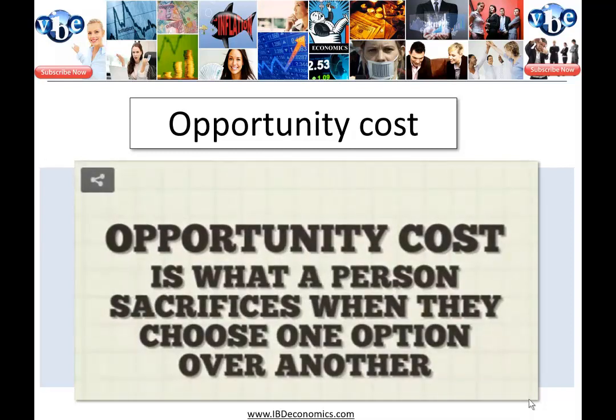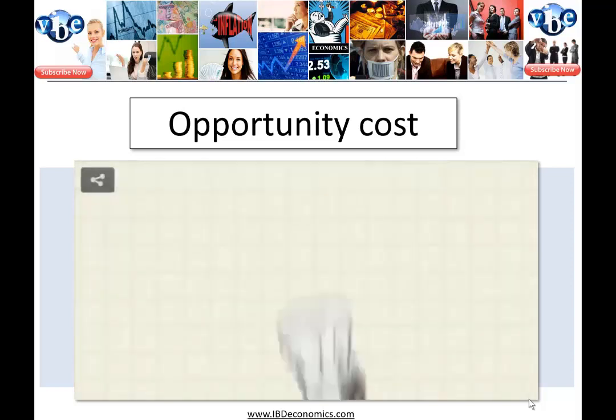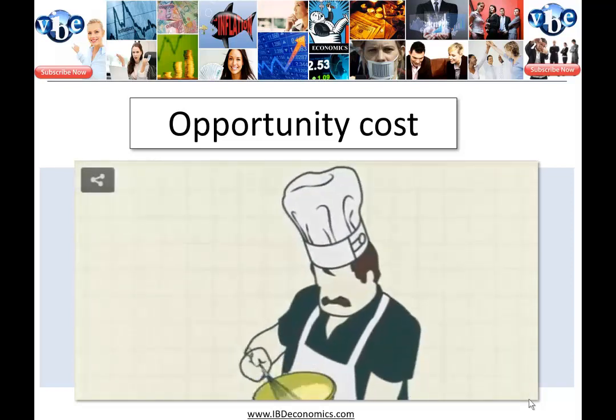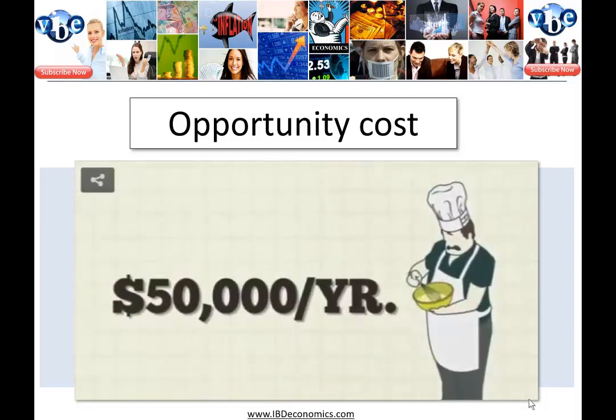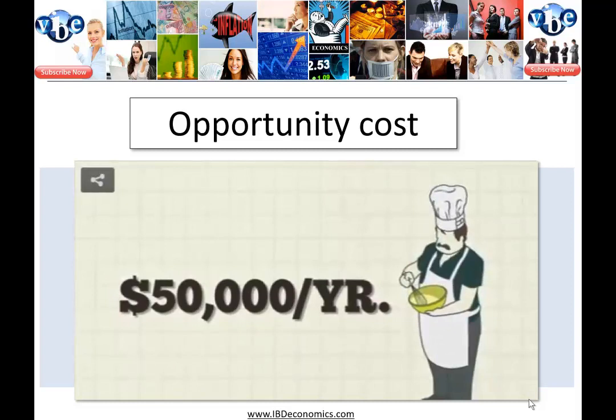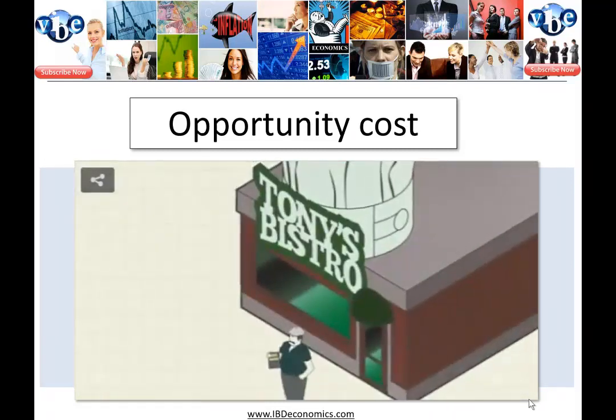Opportunity cost is what a person sacrifices when they choose one option over another. Tony is a sous chef at one of the best restaurants in the city. He earns a respectable salary of $50,000 a year. It's a good job, but he thinks he can do better. So he decides to start his own restaurant called Tony's Bistro.